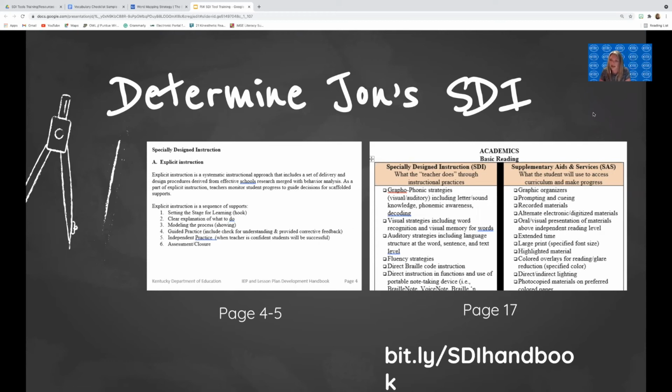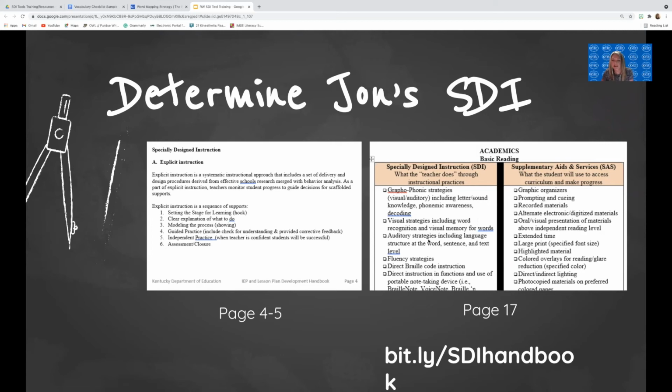Okay, so let's look at the strategies for basic reading. This is what it looks like. This is what the teacher does. This is what I was talking about earlier, the supplementary aids and services. This is what they would use. And sometimes that gets confusing. People get confused between the two. A graphic organizer is not SDI. That's a supplementary aid and service. The instruction that you provide for that student to use a graphic organizer is going to be the SDI.